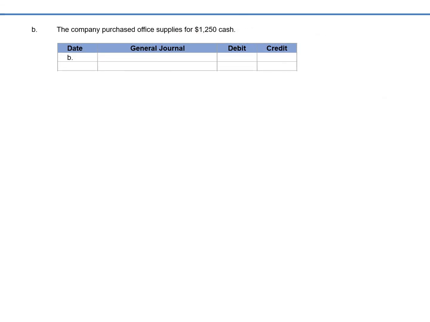Right, in transaction B, the company purchased office supplies for $1,250 cash. What two accounts are affected? Office supplies, right? And cash. Well, office supplies is going up, cash is going down. Right? So in order to increase the asset office supplies, we debit. In order to decrease the asset account cash, we credit.